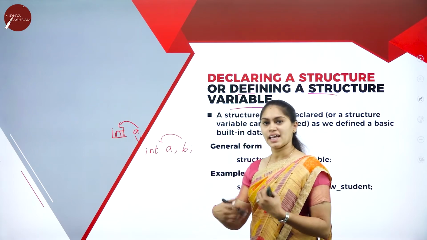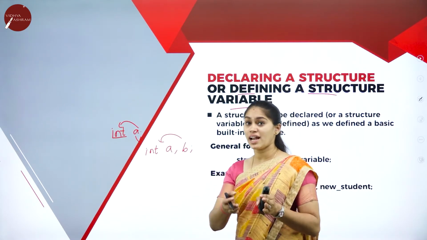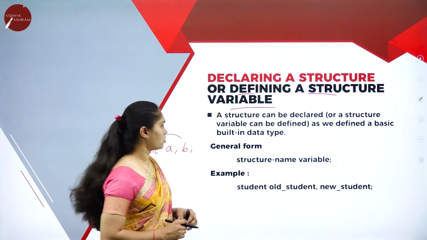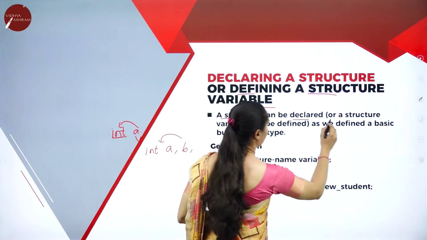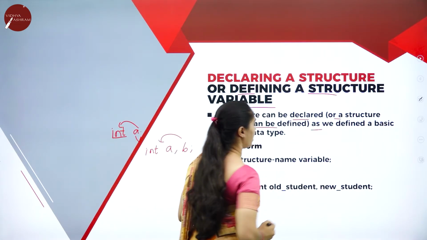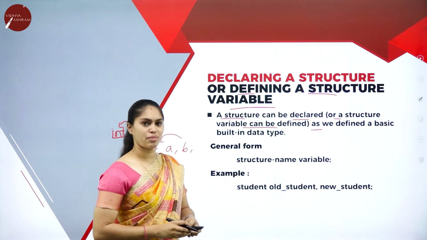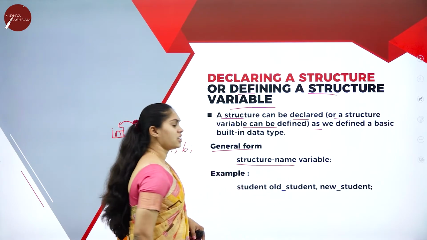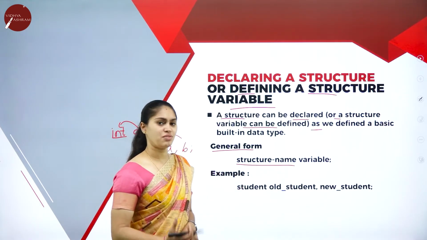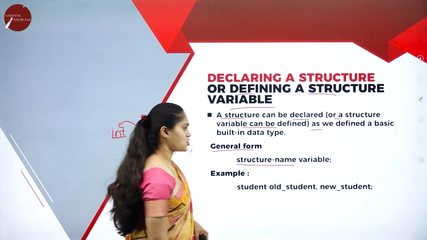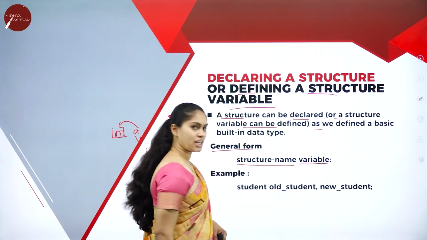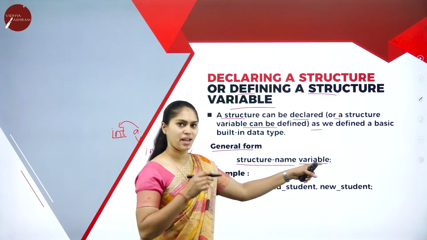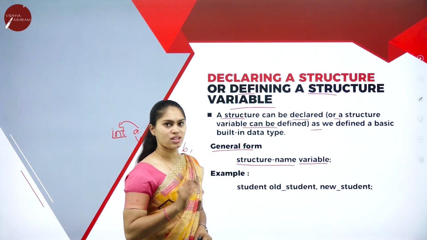In the same way, I can also create my own variable of a data type called structure. That is the definition of a structure variable. So, a structure can be declared or defined just as we declare or define the basic built-in data types. Then we see the general form or syntax. I have to specify the name of a structure, the structure name or tag, then I need to specify the variable. It can be a list of variables, and if I have more than one variable, they should be separated by commas. At last I need to put a semicolon.